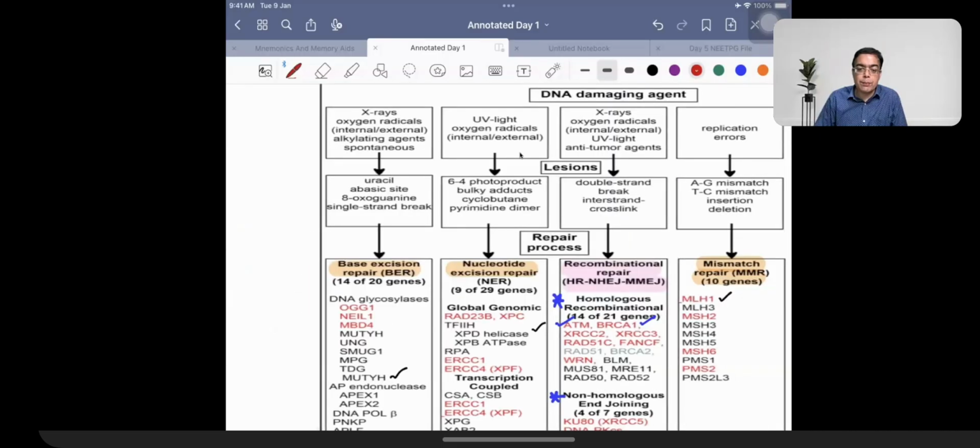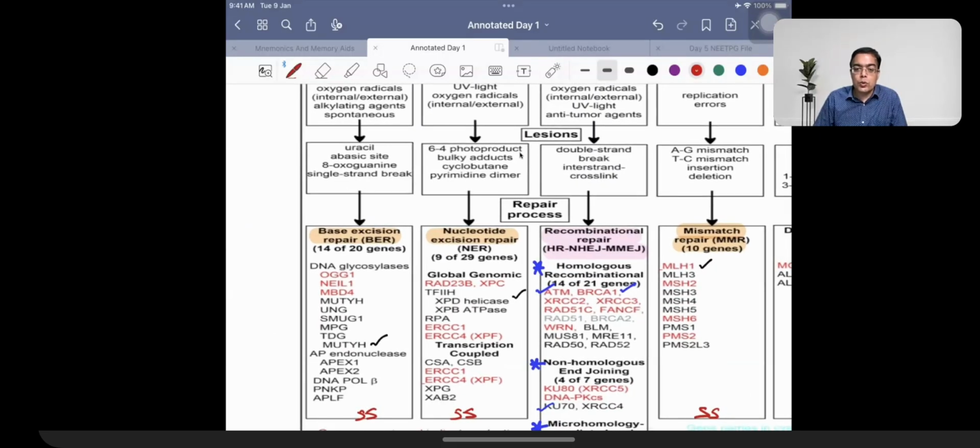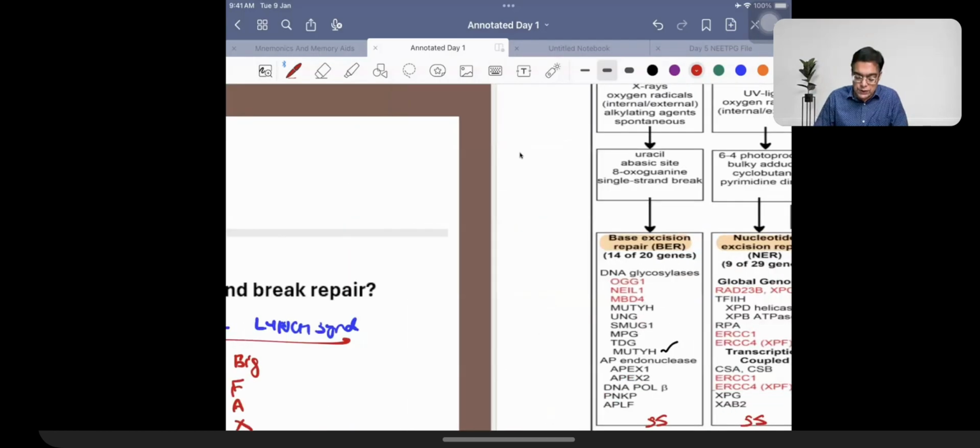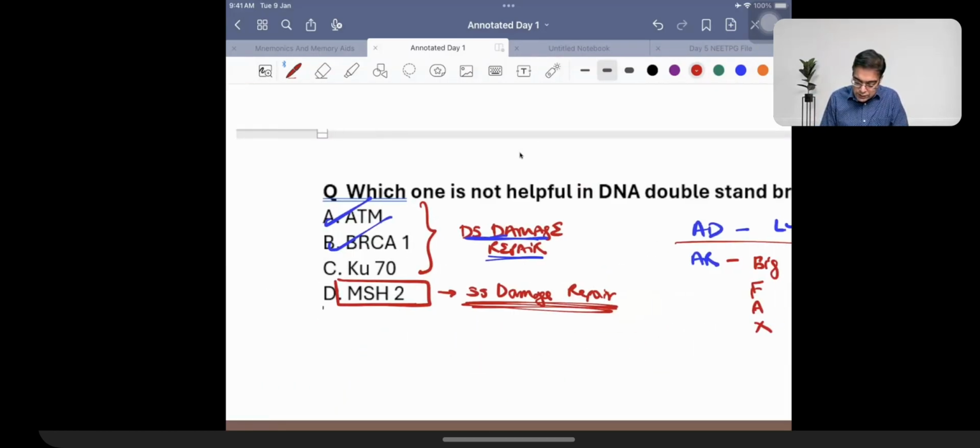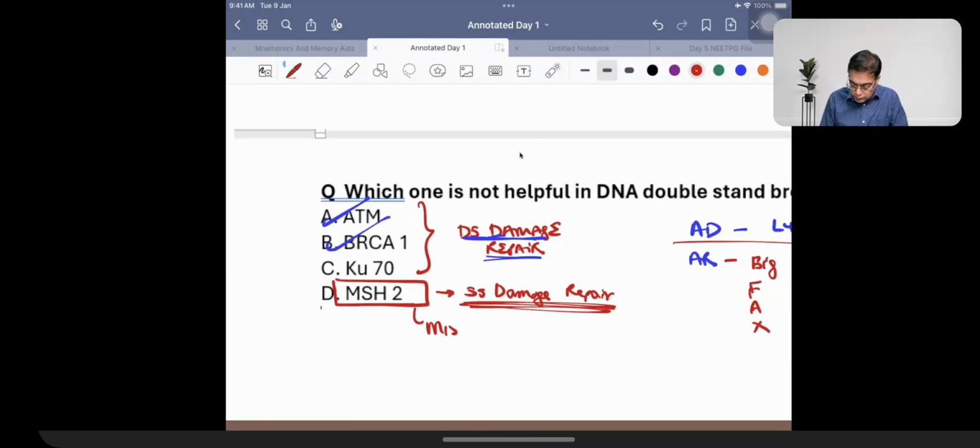So in the table, there was this point which you need to keep in mind, which is with respect to the presence of the MSH, MLH. MSH, MLH are examples of which category of genes? They are examples of mismatch repair genes.